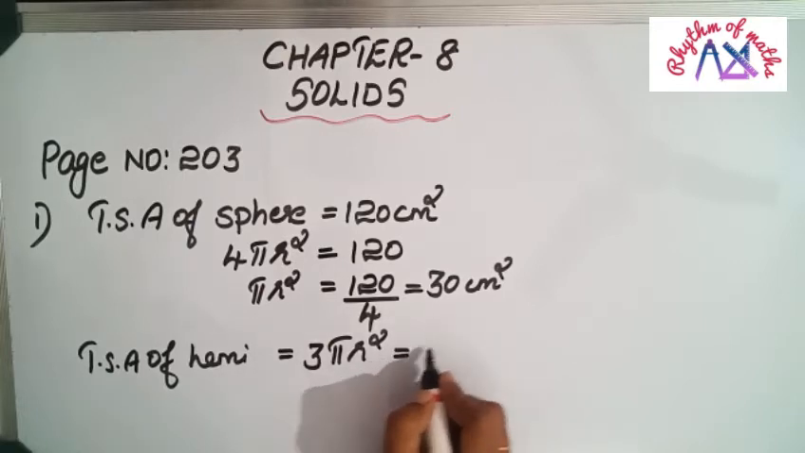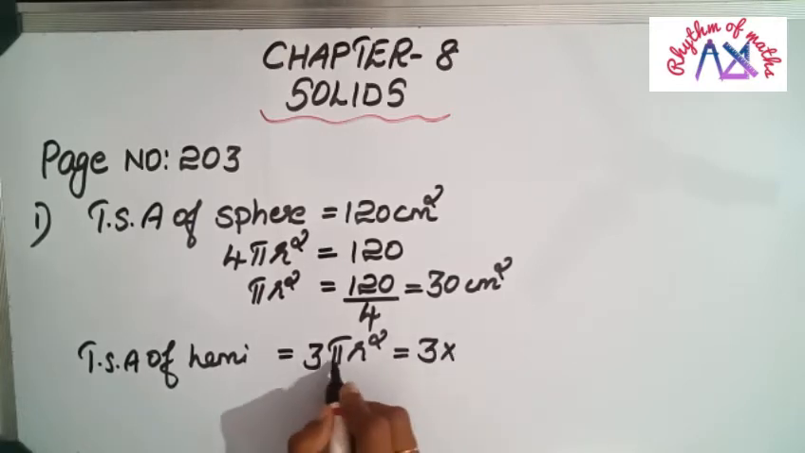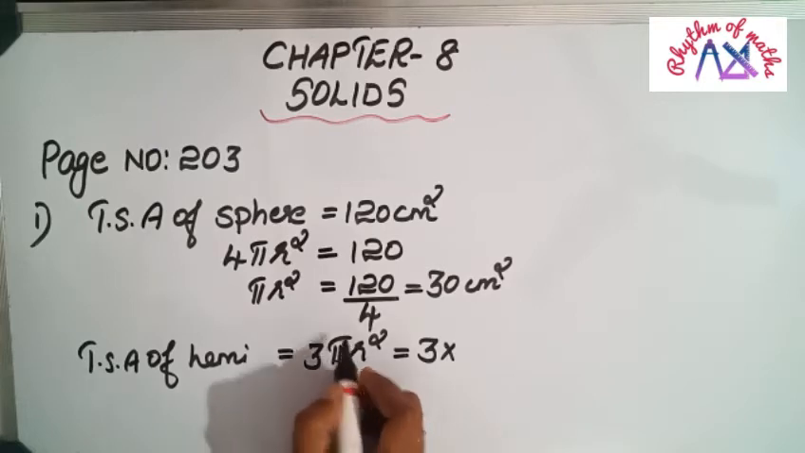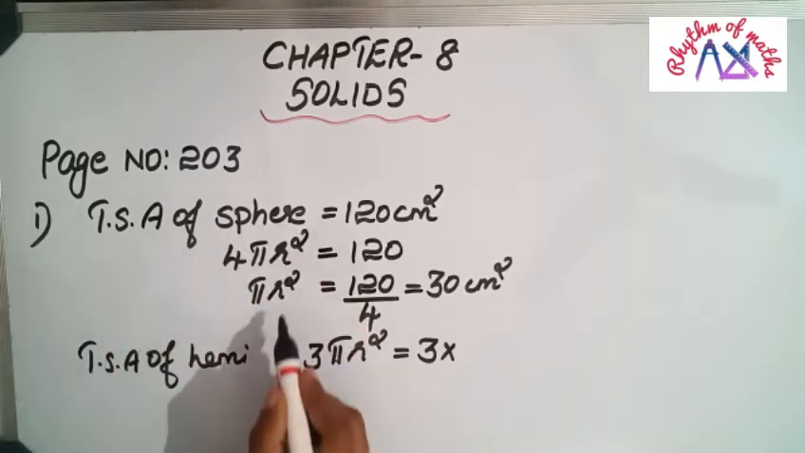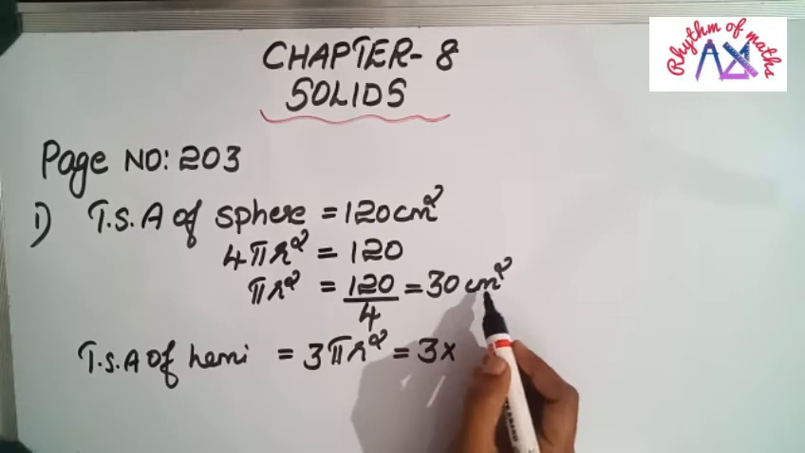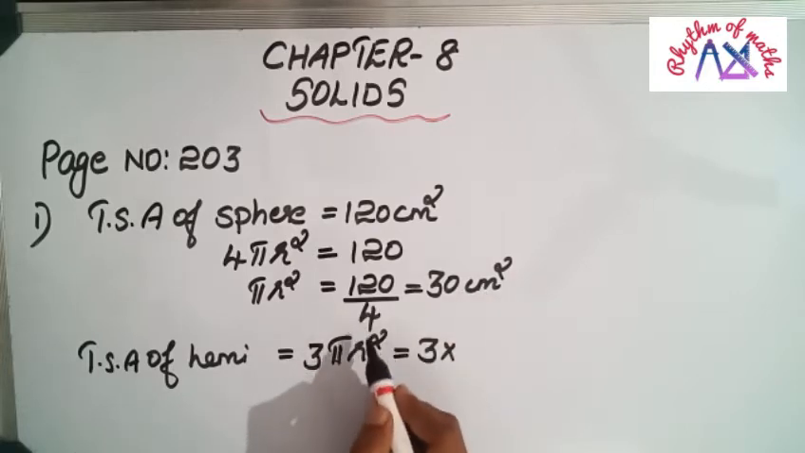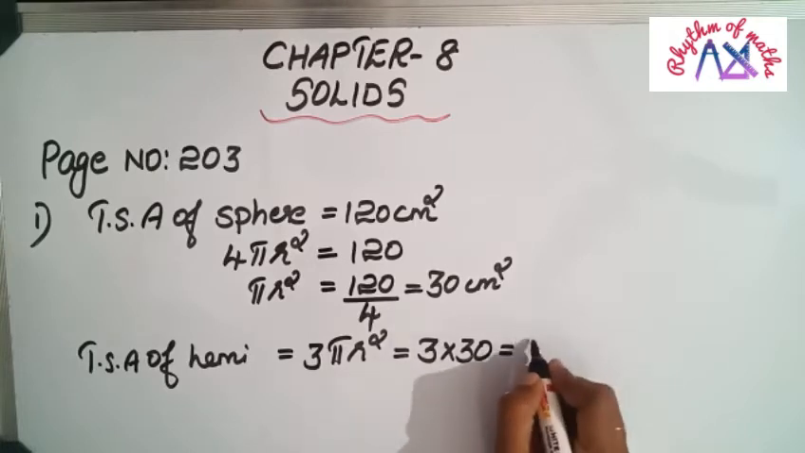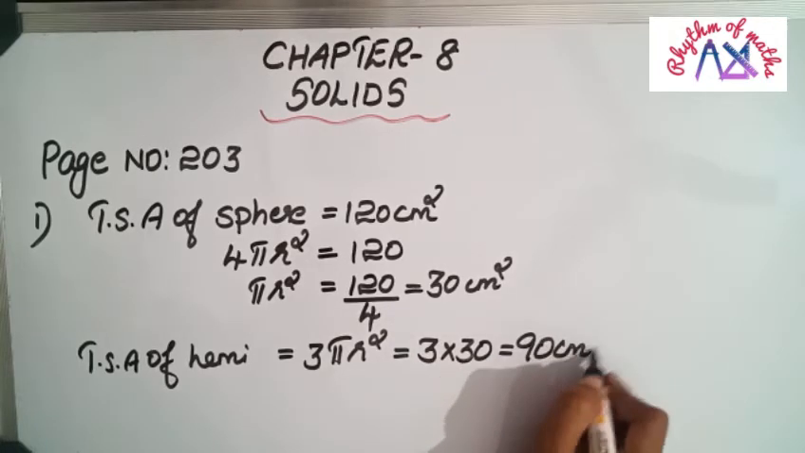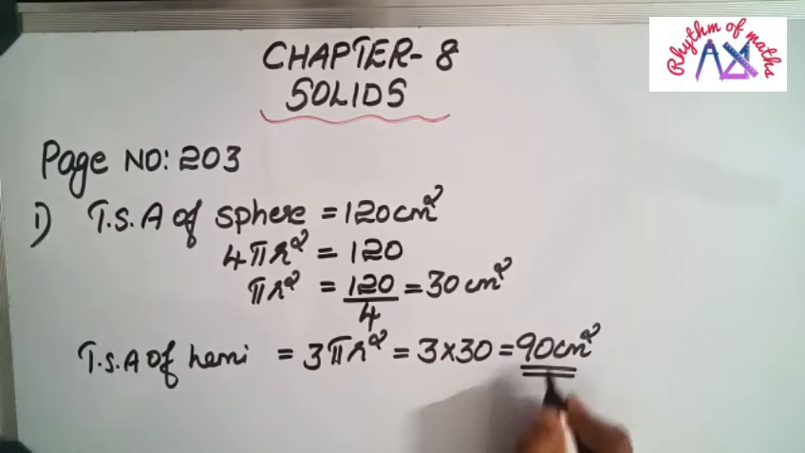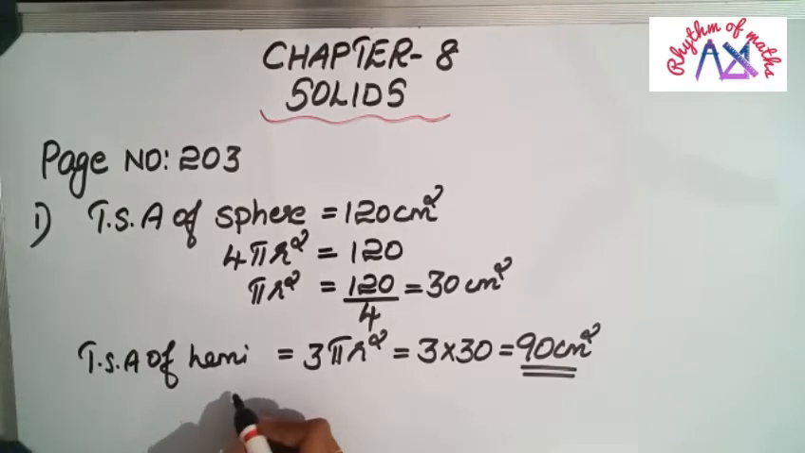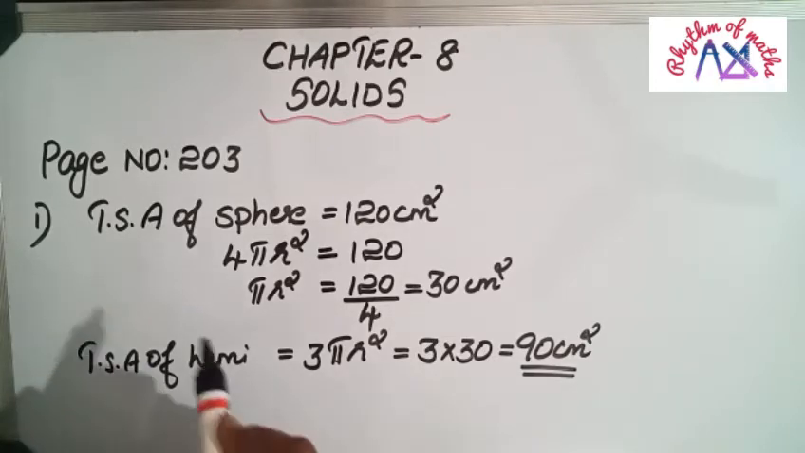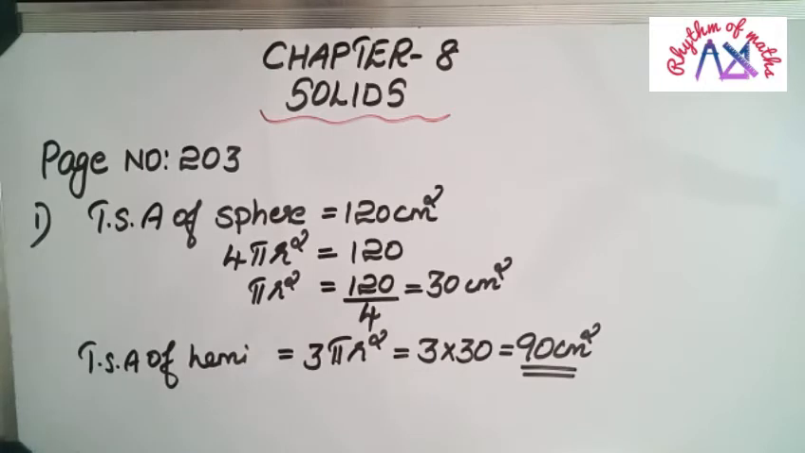So that is equal to 3 into pi r square value, which we already found from TSA of sphere. What is that? Pi r square equal to 30. So instead of this pi r square we can apply 30. So 3 into 30 equal to 90 centimeter square. This is the TSA of hemisphere, which we get by cutting a sphere into two equal halves. Okay, so that is the first answer.